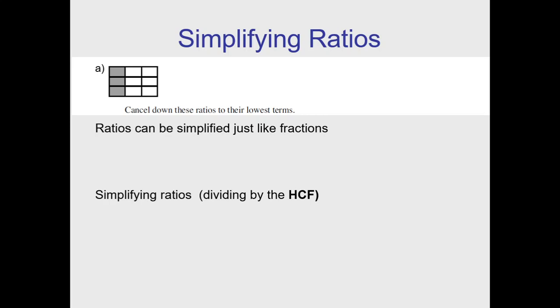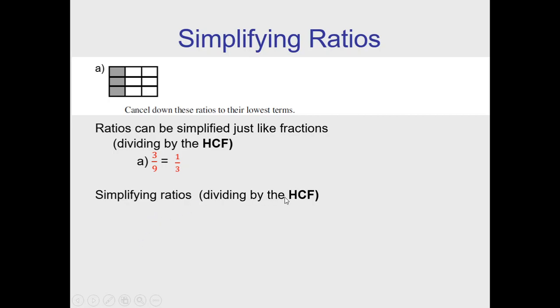Ratios can be simplified just the same way as fractions can, and we know how to simplify fractions. We use the highest common factor. That is, we divide both the top and the bottom by the highest number that we can divide them by, right? For this question here, 3 over 9, the highest common factor is 3. I can divide the numerator by 3 and I can divide the denominator by 3. So if I go ahead and do that, 3 divided by 3 is 1, and 9 divided by 3 is 3.